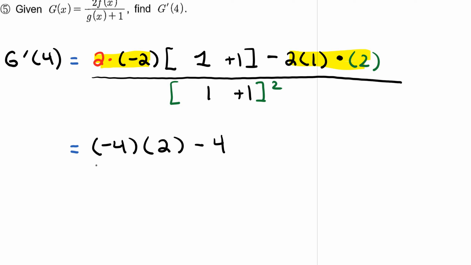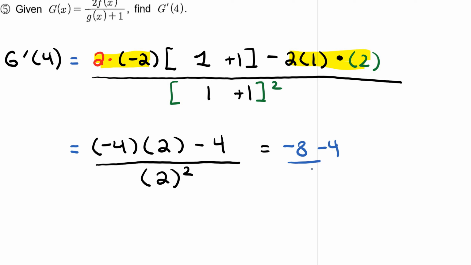So minus a 4, all divided by 1 plus 1 is 2, so 2 to the power of 2. Okay, final steps here, I have a negative 8 minus a 4 divided by 4. That's going to be negative 12 divided by 4. And negative 12 divided by 4 is going to be negative 3. So negative 3 is your final answer there.